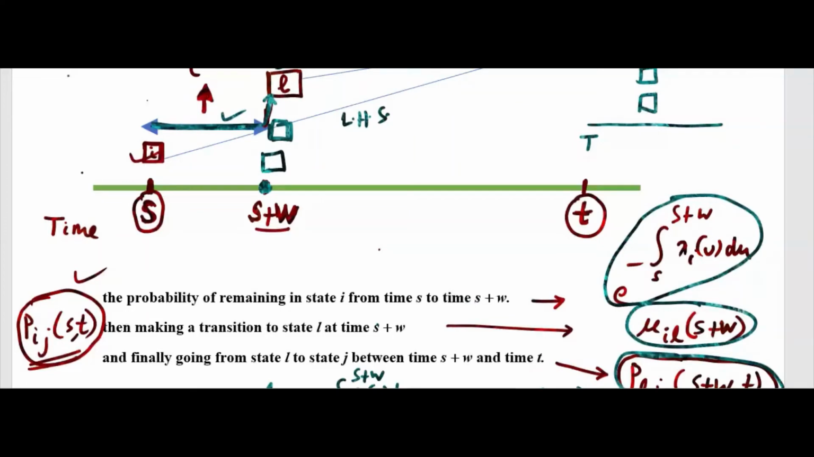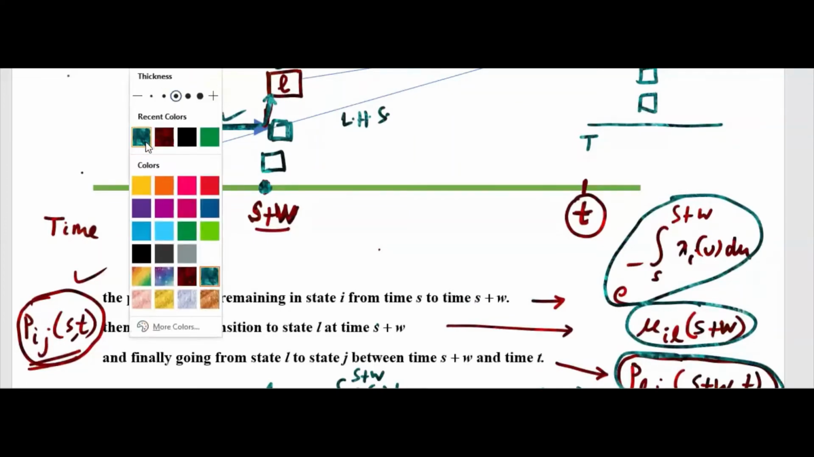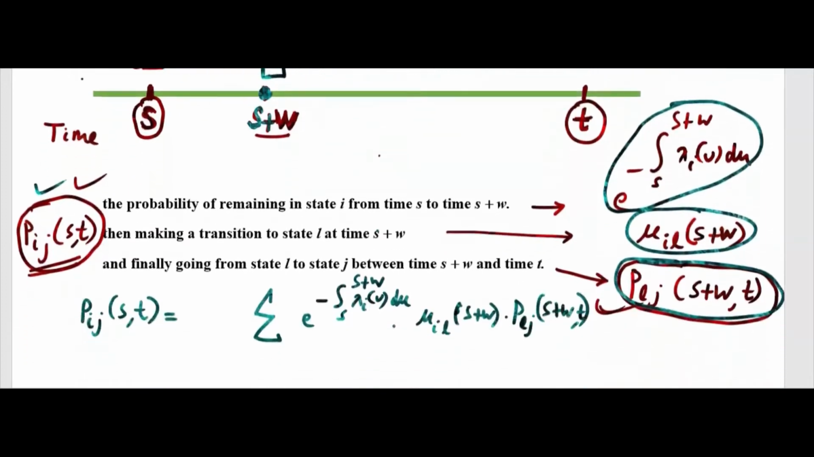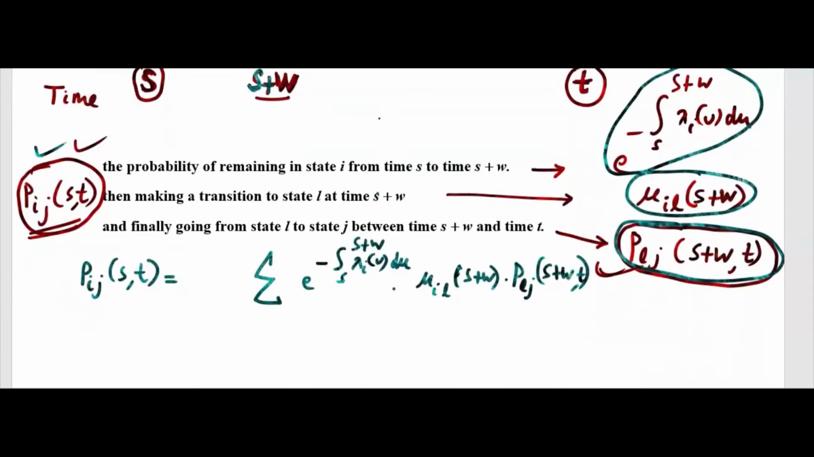L could be j also, that's a separate thing. But here at s plus w, if I make a transition, if I leave the state, where I will go is important. So I have to explore all the available states here. So I need to write a summation sign.